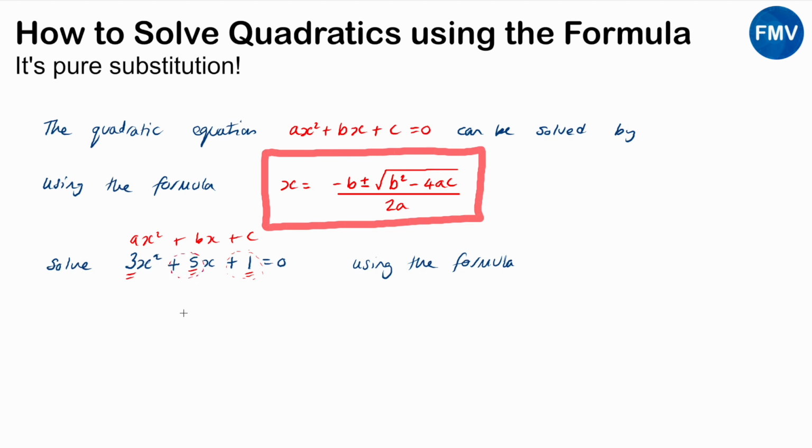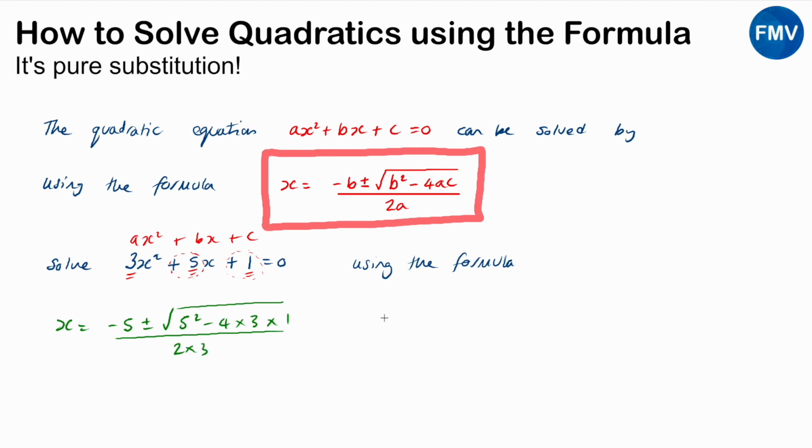So this is pure substitution. All we do is take the values of a, b, and c and substitute them into this formula and then work it out from there. So here goes. x is equal to minus b, well that is 5, so it's minus 5 plus or minus the square root of 5 squared minus 4 multiplied by a, which is 3, multiplied by c, which is 1. That's all square rooted, all divided by 2 lots of a.